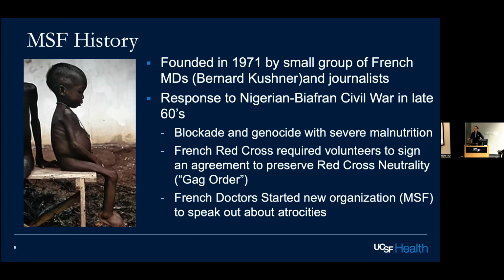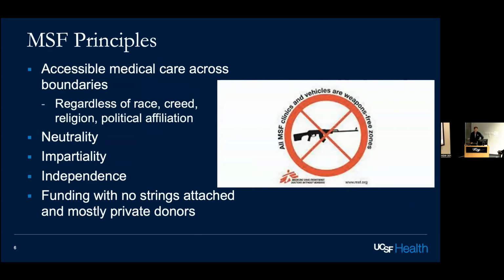So their principles really are accessible medical care across all boundaries, regardless of race, creed, religion, or political affiliation. They remain neutral and impartial. They're independent. And when you give to MSF, you may say, I want to give to MSF to go to Ukraine. And they may say, okay, great. However, it might not. There's no strings attached when anybody gives money to MSF, and 90% of the money comes from private donors. So it really comes unattached. And they give the money where the need is.